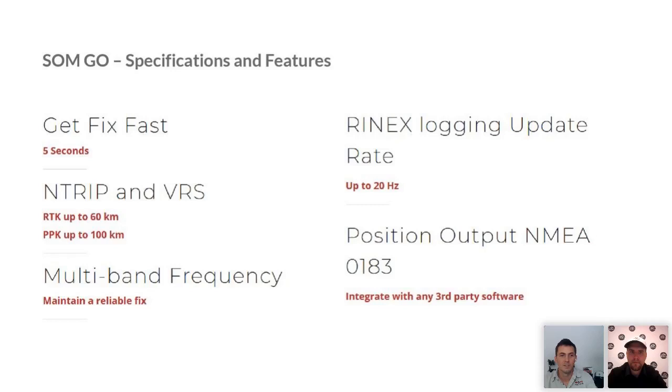So guys, if you are in an open environment, you can get a fix in under 5 seconds. But because it is multi-band frequency, so that means it gets its corrections from multiple satellites, you can even get a fix in quite dense environments as well. It has interrupt and VRS capabilities, enabling an RTK distance up to 60 kilometers, PPK and PPP up to 100 kilometers. And then it outputs a Bluetooth NMEA stream. What that means in essence is that it can really work with any type of third-party software.